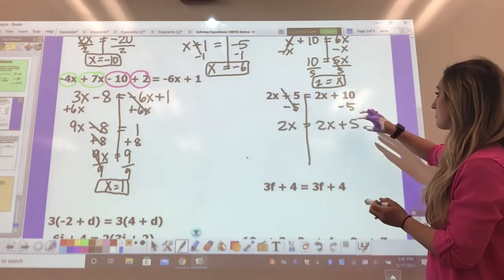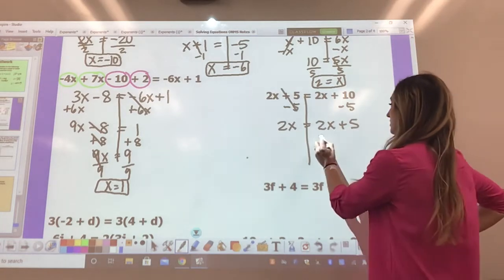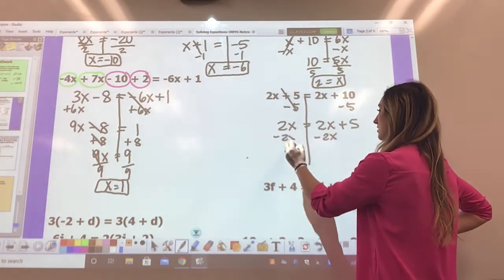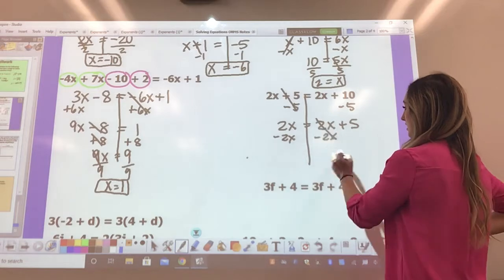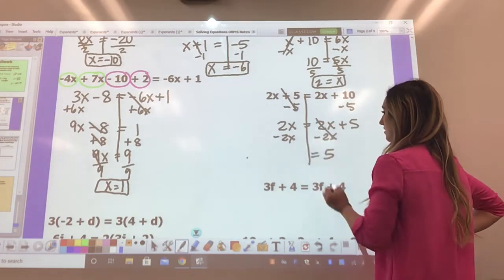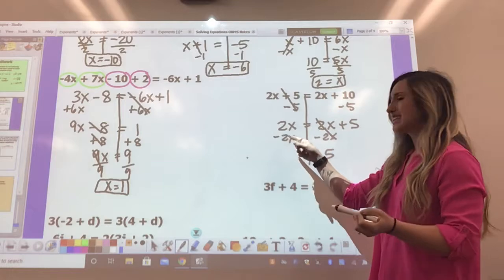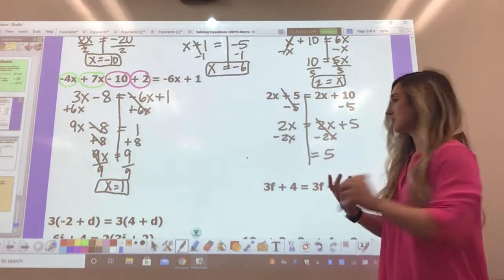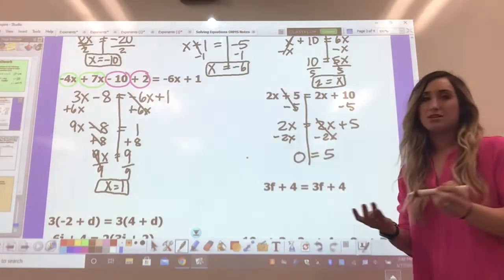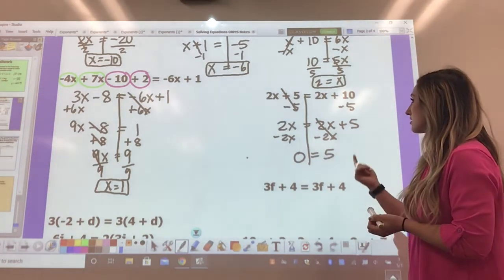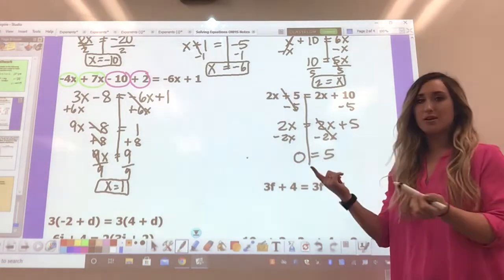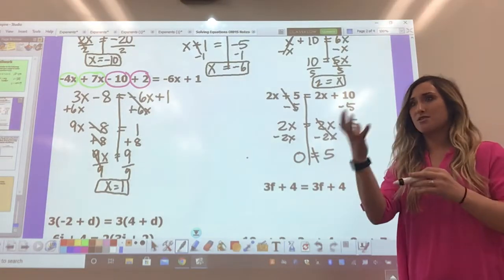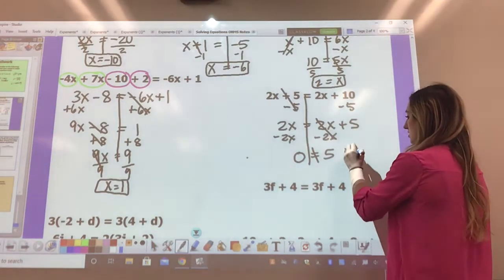And then from here I have the numbers over here now, so I'll move this 2x by subtracting it from both sides. So on the right side it cancels, leaving me with a 5. Set it equal to 2x minus 2x, which is 0. If I have 2 x's and I take away 2 x's, I'm left with 0. So this equation ends up being 0 equals 5, which we know is not true, which up there it says if you have a number equaling another number, this is no solution.